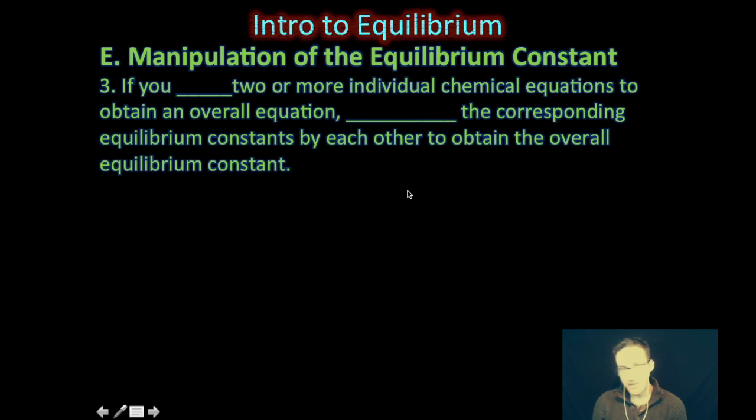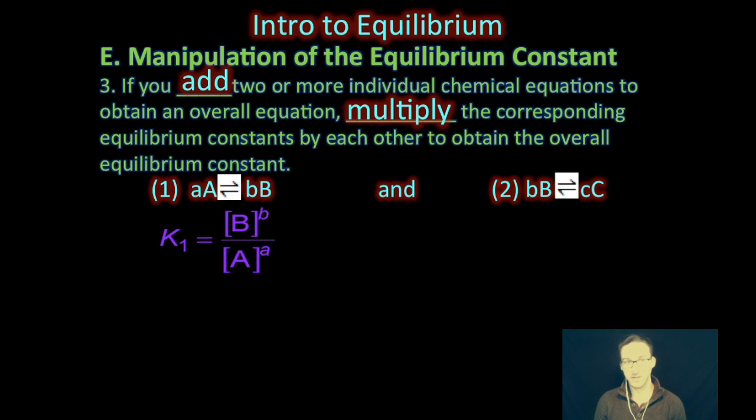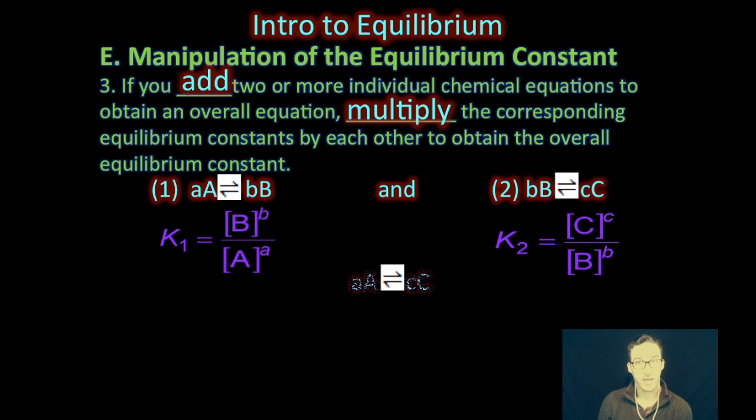And the third manipulation you're going to have to do is, sometimes you'll be asked to add 2 or more individual chemical equations to obtain some overall equation. Simply multiply the corresponding equilibrium constants by each other to obtain the overall equilibrium constant. So, reaction 1 on your left, there's our equilibrium constant expression, products over reactants. Reaction 2 on your right, there's our equilibrium constant expression. Now let's say we wanted to add those 2 equations together to give us A forms C.